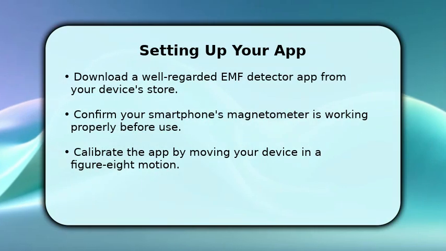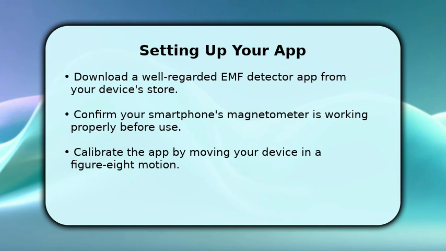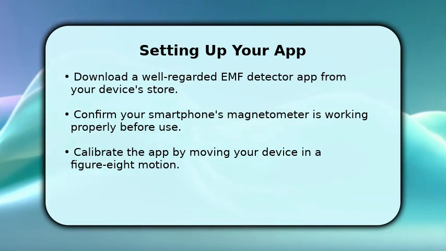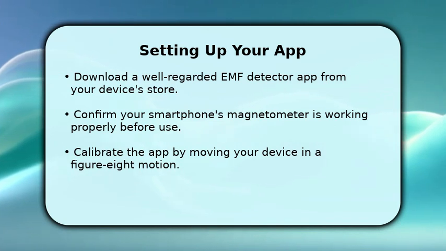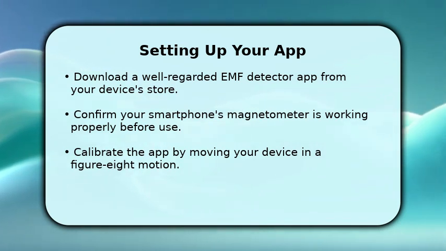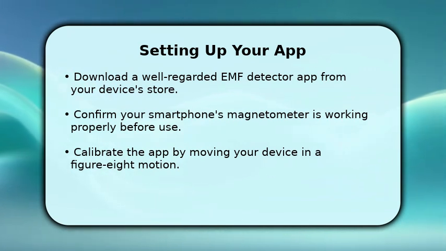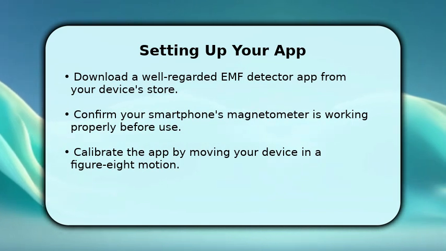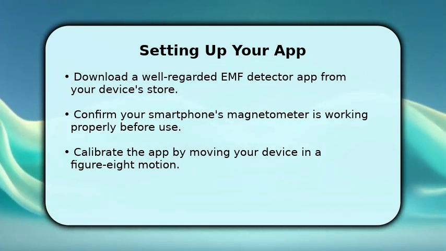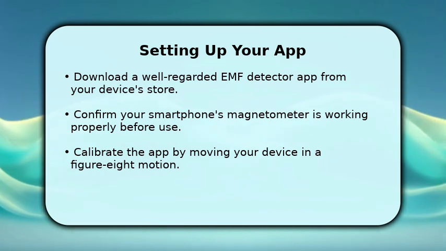To begin, download a reputable EMF detector app from your App Store. Once installed, ensure your device's magnetometer is active and functioning correctly. Many apps require a quick calibration. Simply move your phone in a figure-8 pattern for about 10 to 15 seconds. Then, find a quiet, electronics-free space to establish a baseline reading, which helps you identify significant changes later on.